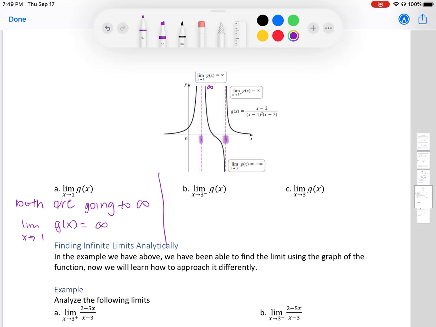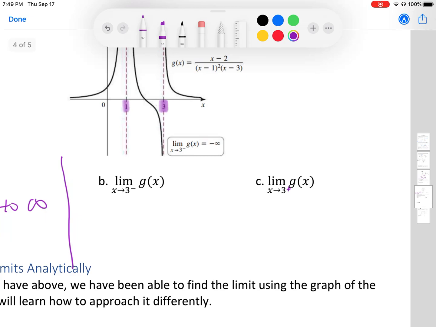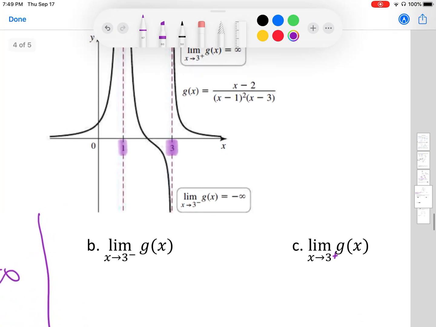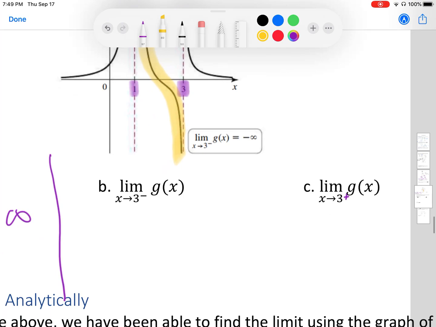Now we see there's a little typo. I should have a little plus right here for C. All right, now for B, it's saying the limit as x is approaching 3 from the left of g of x. Okay, so as I look from the left side, I see that my graph is going downward. So my answer would be the limit as x is approaching 3 to the left of g of x equals negative infinity.